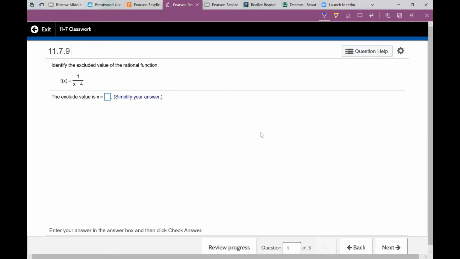So starting with number 1, this one's not new. You've been doing excluded values for a few lessons now. I'm noticing that they don't have proper grammar right there. It should be the excluded value, not the exclude value. So remember, an excluded value is just the denominator in the fraction set to 0.